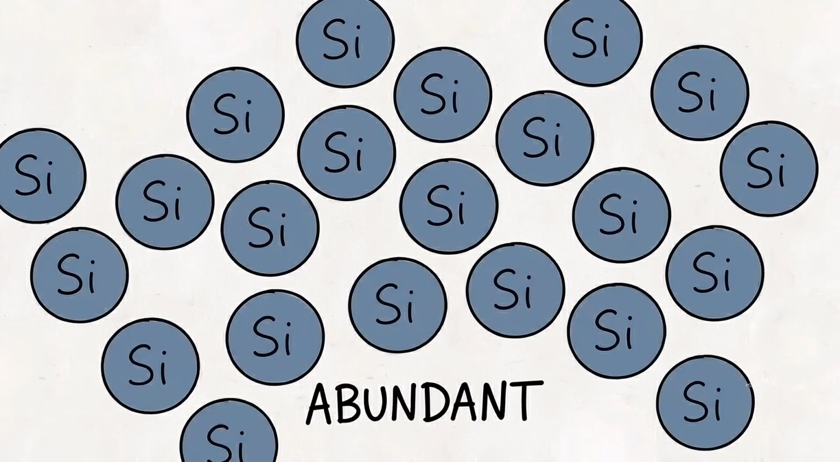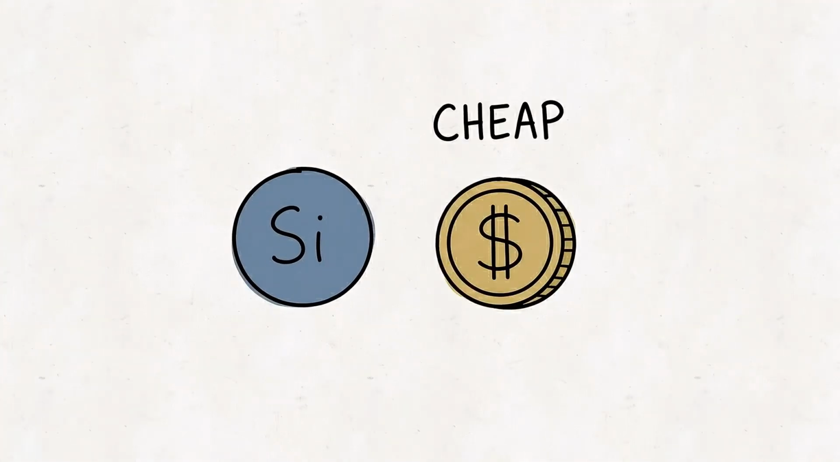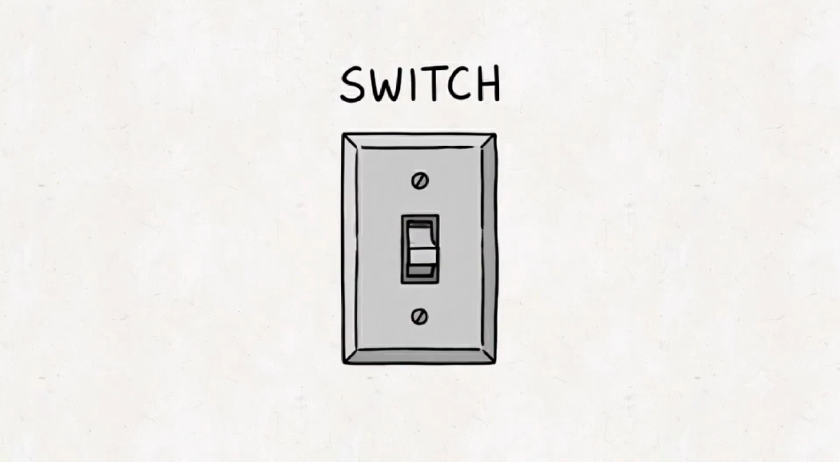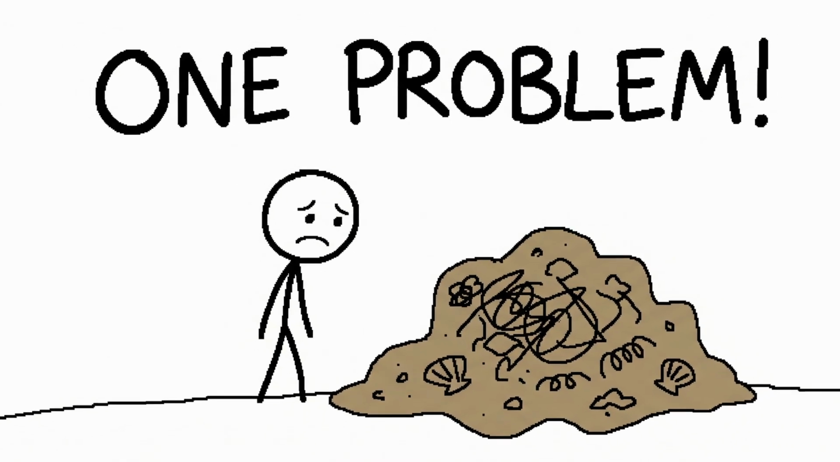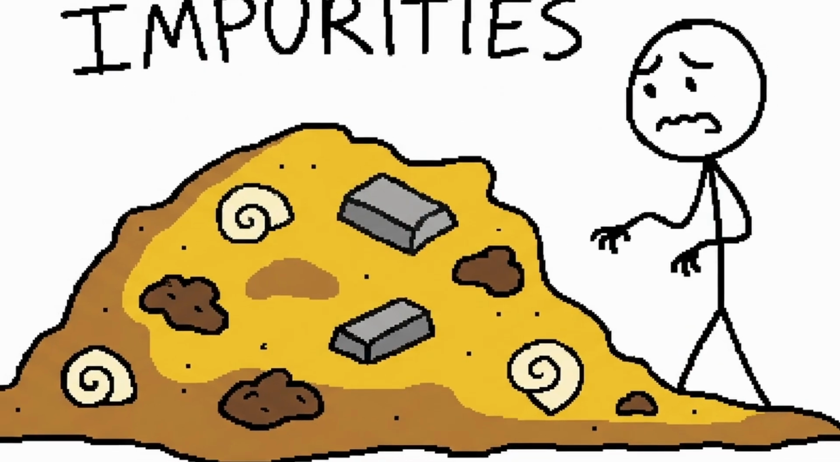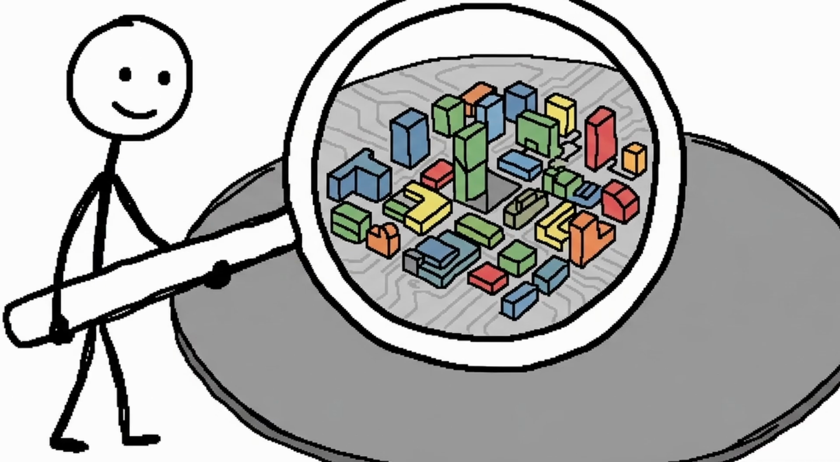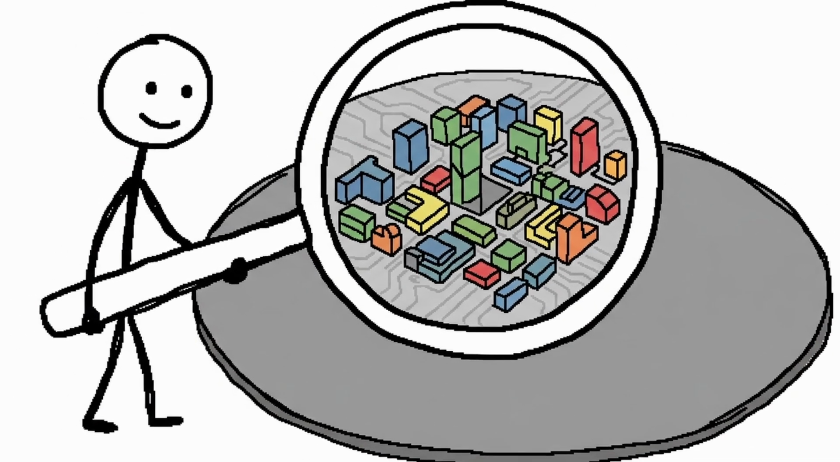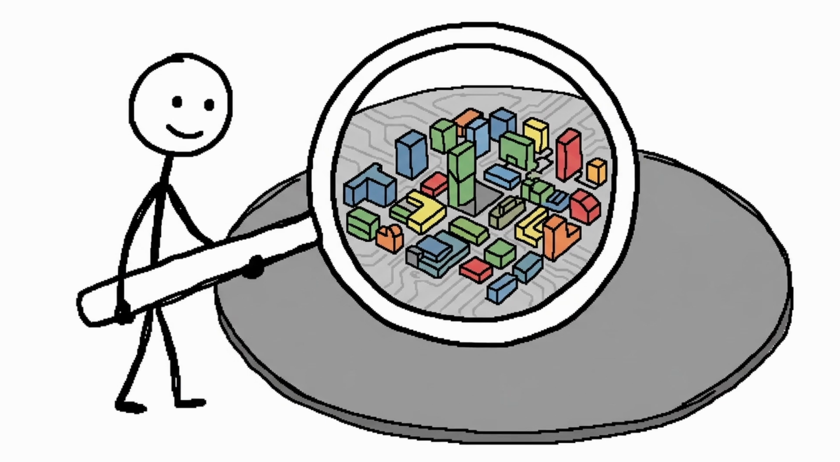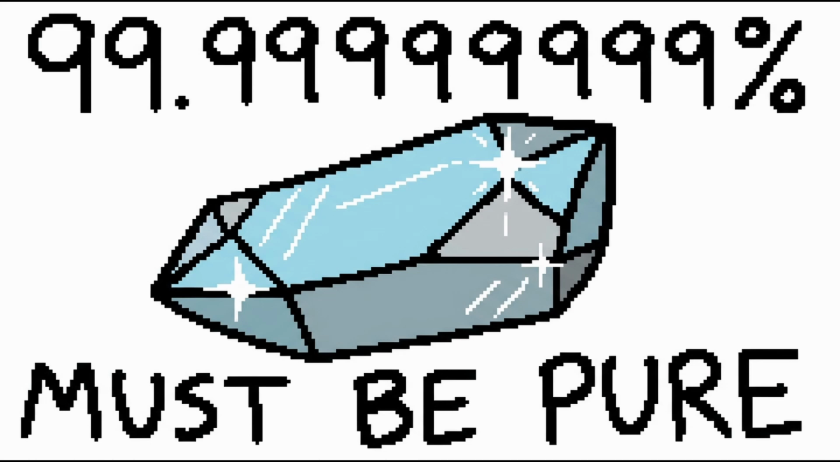So we have our perfect material. It's abundant, it's cheap, and it can act as a switch. There's just one massive problem. This sand, it's full of impurities. Shells, dirt, iron, calcium, etc. If we want to build microscopic, perfectly precise cities out of this stuff, it needs to be pure. I don't mean 99% pure, I mean 99.999% pure.